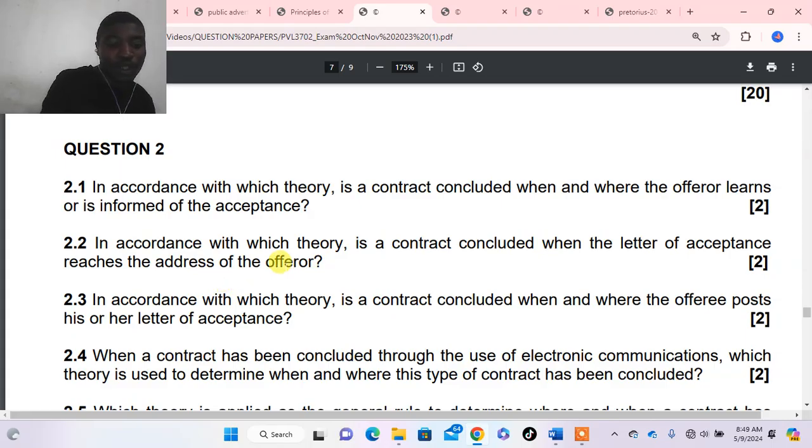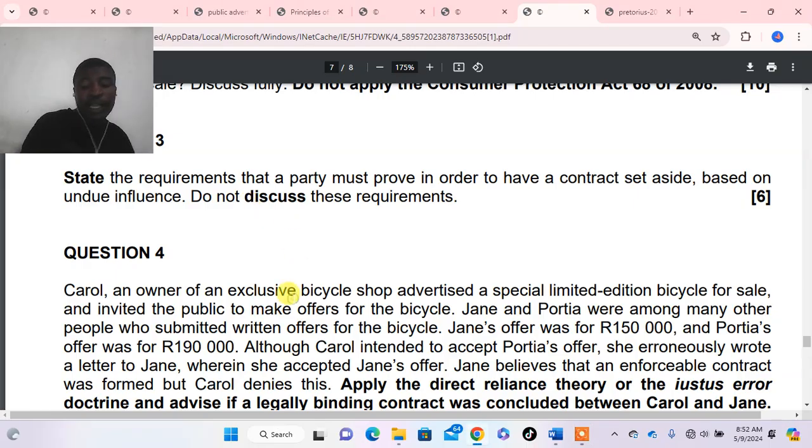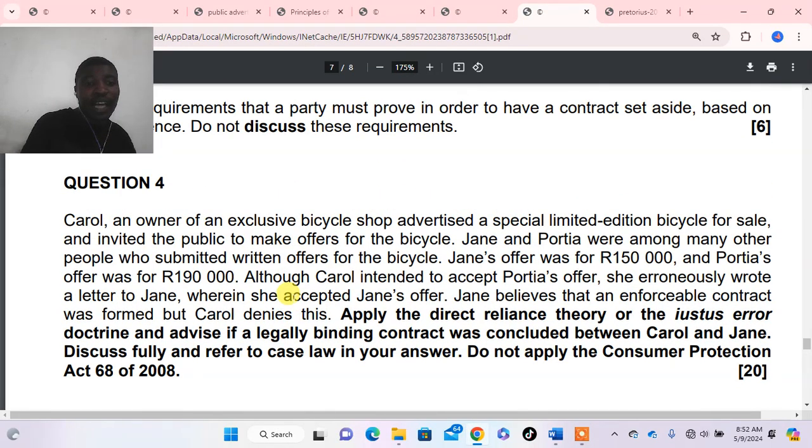Let's go to another question, which is critical. This one is easy. Now let's deal with this question, which might be the last question. Let's start with this question without talking much. Carol, an owner of an exclusive bicycle shop, advertised a special limited edition bicycle for sale and invited the public to make an offer for the bicycle. Jane and Portia were among many other people who submitted written offers for the bicycle. Jane's offer was for $150,000 and Portia's offer was for $190,000.